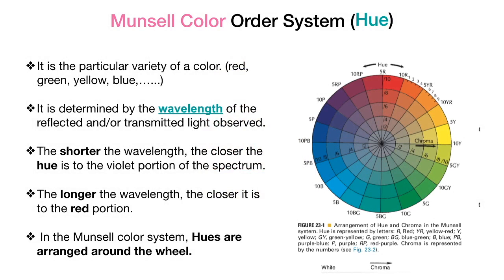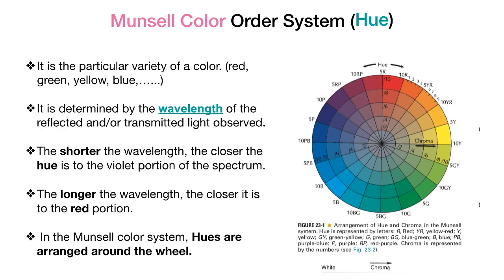What about the Munsell color order system, hue? We can see on this wheel the colors around the wheel and their arrangement. This is hue. That means red, yellow, green, blue, and so on. It's determined by the wavelength of the reflected or transmitted light observed. The shorter the wavelength, the closer the hue is to the violet portion of the spectrum. The longer the wavelength, the closer it is to the red portion.